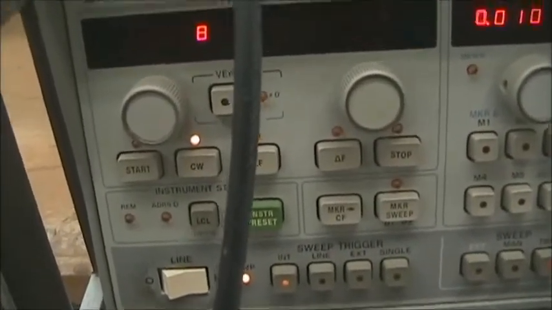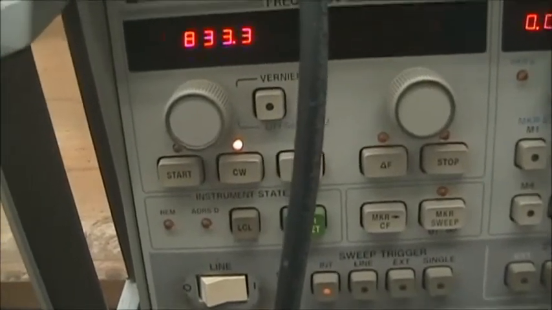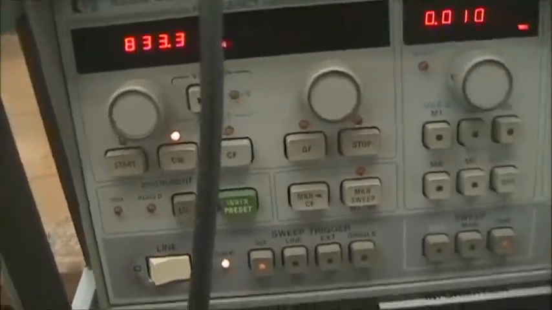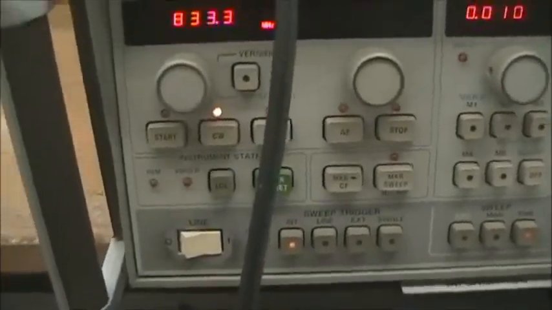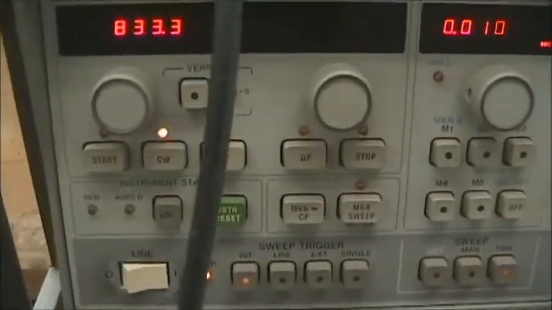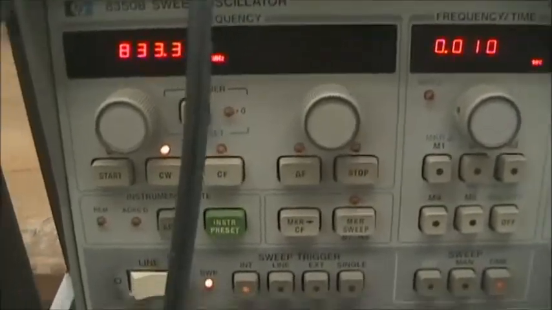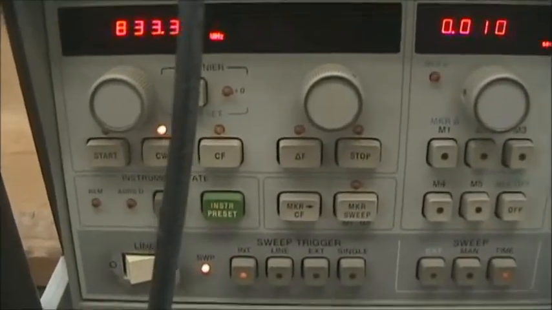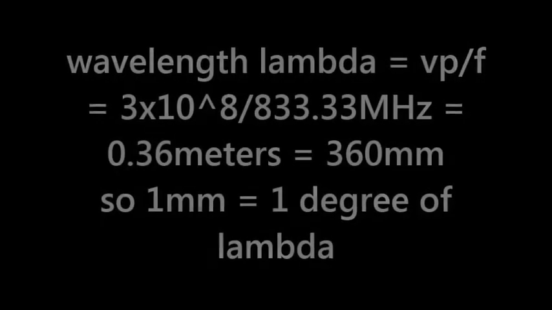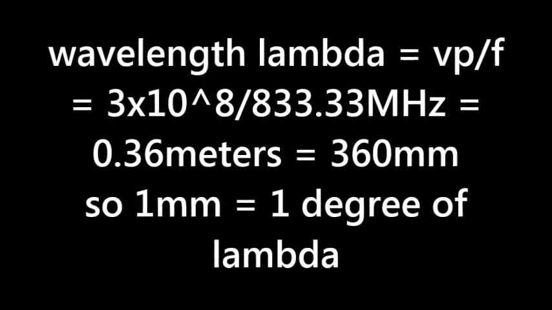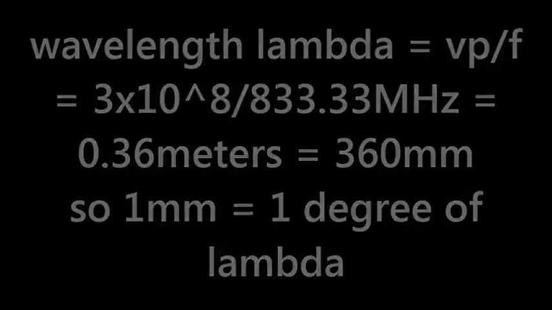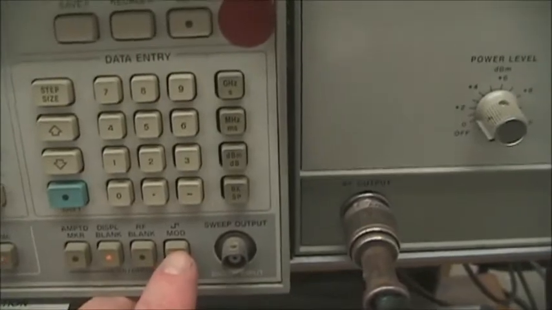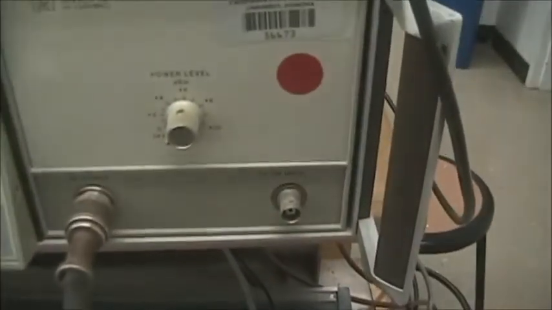We're going to put it on 833.33 megahertz. And I explain why I like that frequency. It turns out to have a wavelength of 0.36 meters, so every millimeter is essentially 1 degree. We have to turn on this square wave modulation because we have to modulate the signal that goes into the slotted line.